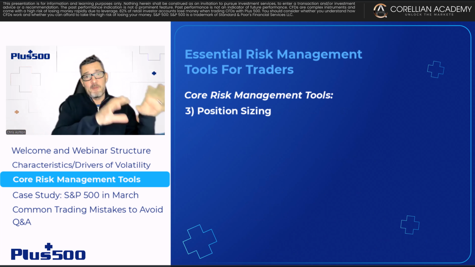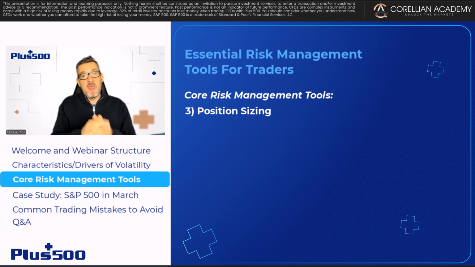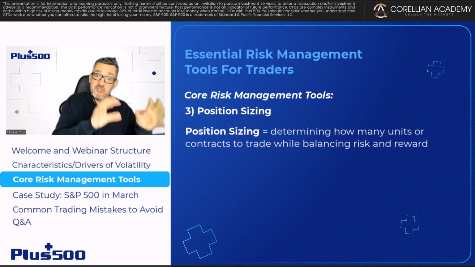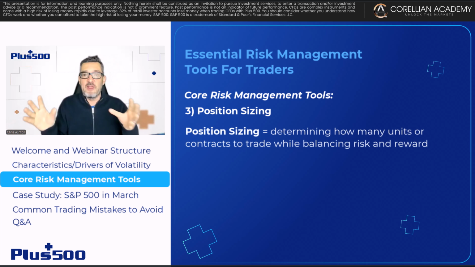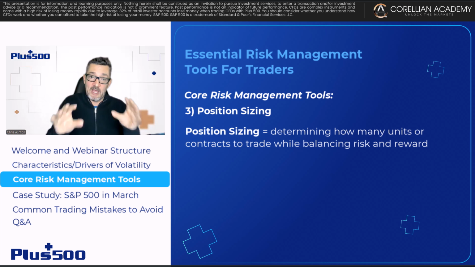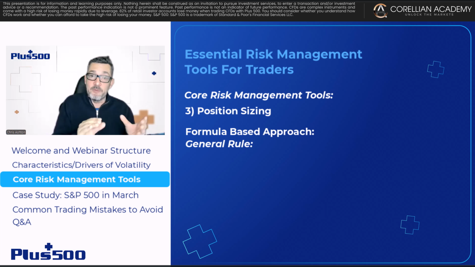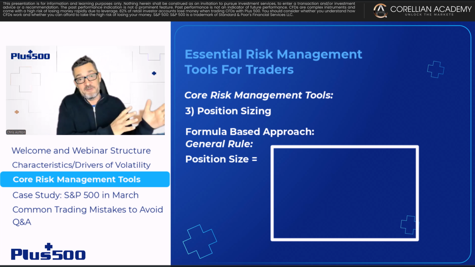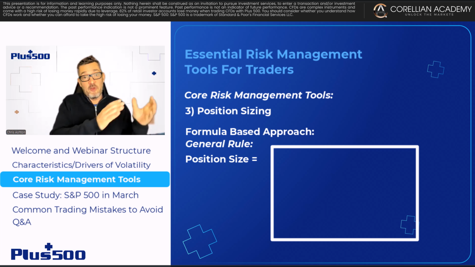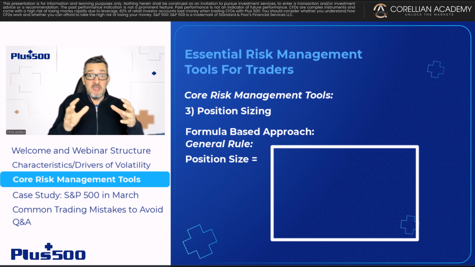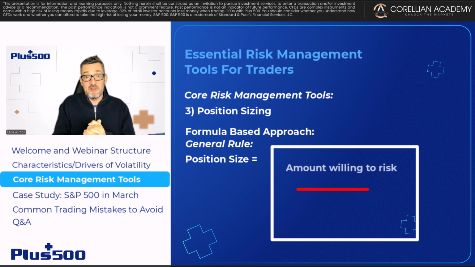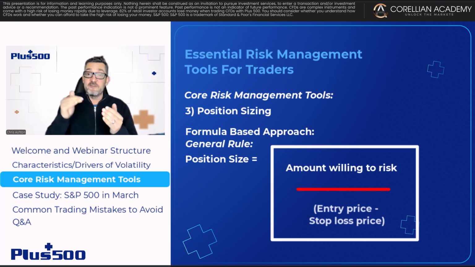Next up is putting some thought into your position sizing. Position sizing is the process of determining how many units or contracts to trade while balancing your risk and intended reward. It's a direct application of your capital allocation rules. Here is an example. I use a formula-based approach, although like with capital allocation, there are other approaches that you can use. So here, position size is equal to the amount you're willing to risk divided by entry price minus stop loss price.